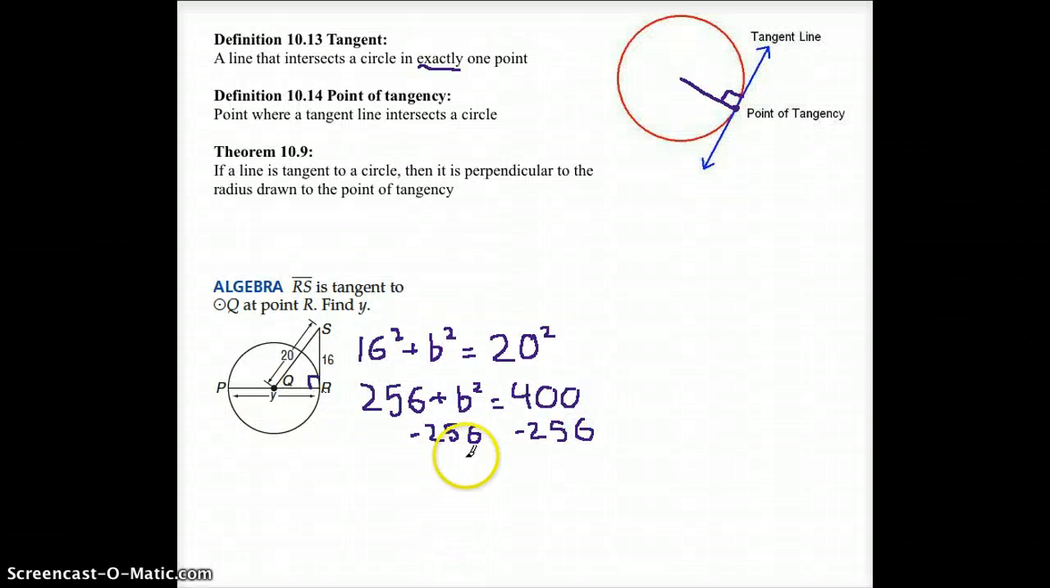And then b squared is 400 minus 256, which should be 144. And so my last step here will then, of course, be to square root both sides, because I don't want b squared, I want b.